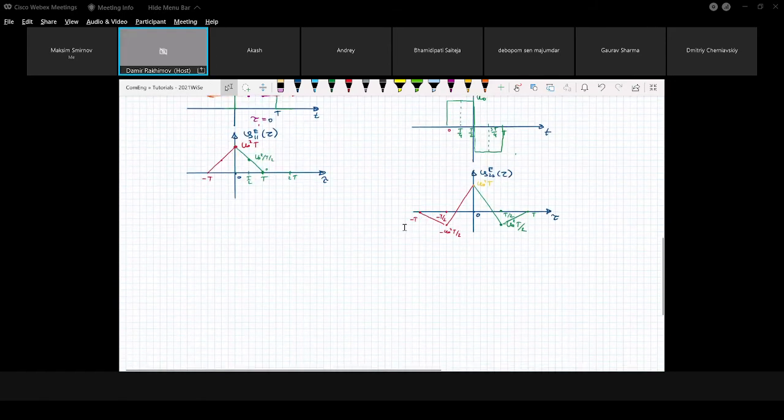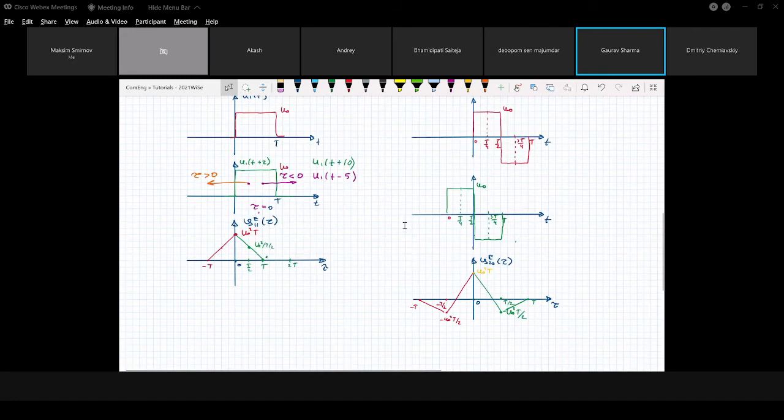Sir, I think we can utilize one property here. We have two step varying signals in both cases. We have seen that whenever we convolve two step varying signals, we get a ramp, like we are getting in both of them. So the slope of the ramp is always the product of the two amplitudes.